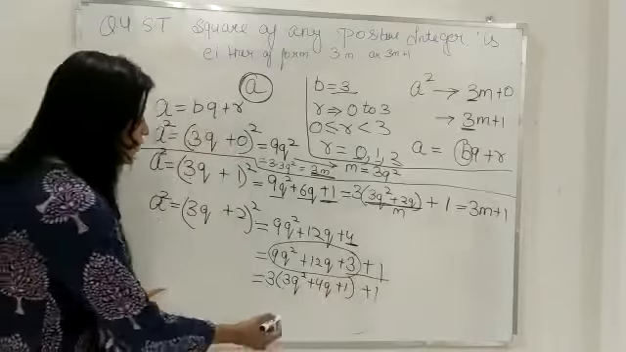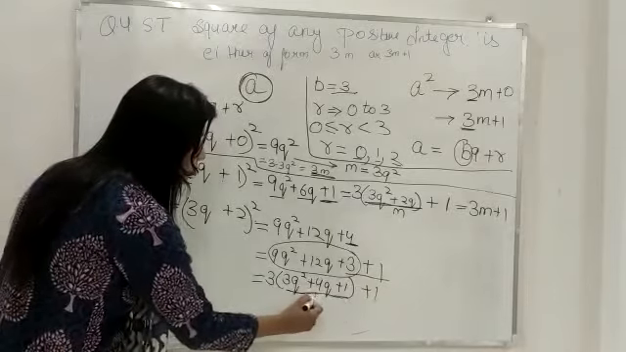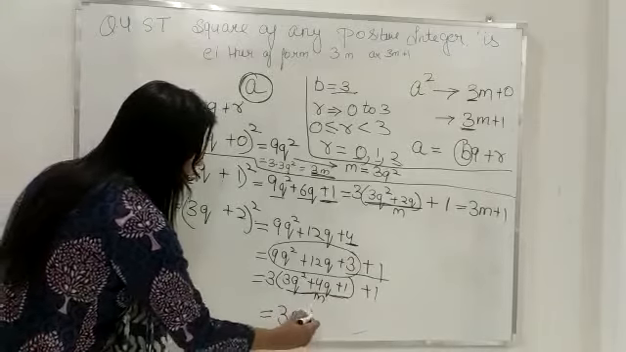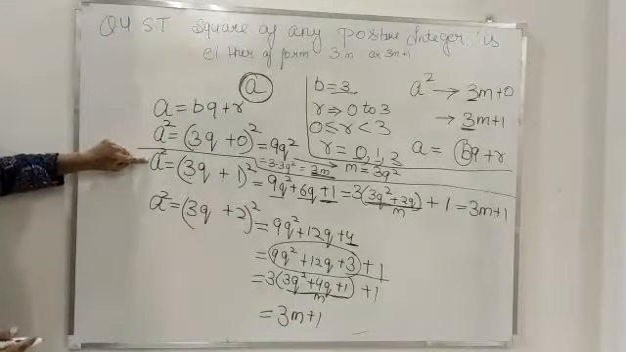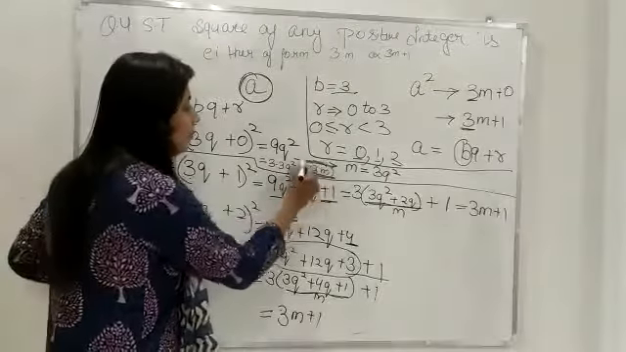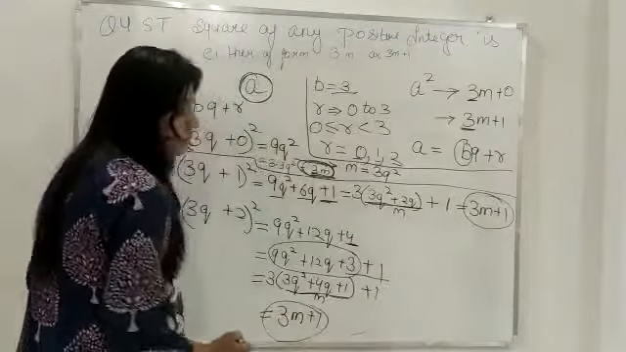So now whatever is extra, I will assume it as m. So what will I get? I will get 3m plus 1. So I can say the square of any positive integer is either 3m or it will be 3m plus 1.